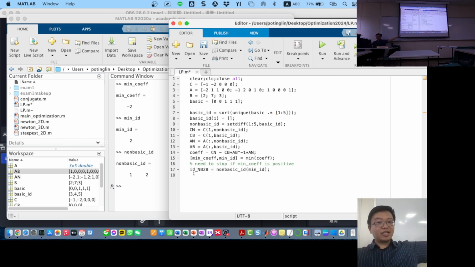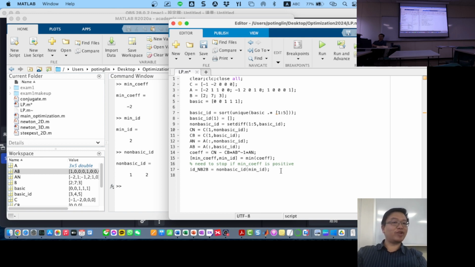So the ID that was originally non-basic will be converted to basic later on. So using this code, I know that this particular ID will be swapped to basic later on, right? So this is the first half of the loop. We now need to move on to the next half.